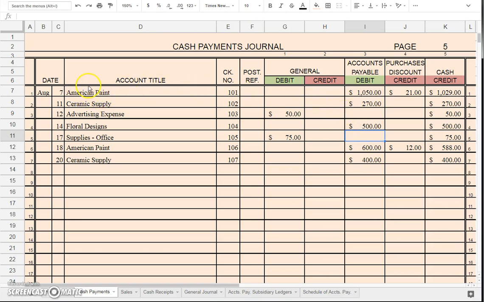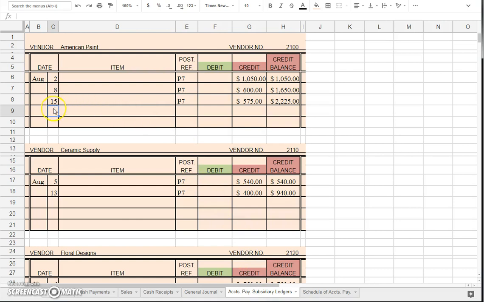Over here on the left is the company that is related to that transaction. So here are those companies that we were using before. And then something else to remember is this is a debit transaction. Very important. All right, so August 7th, American Paint, a debit of $1,050. So I'm going to go over here to American Paint, August 7th.